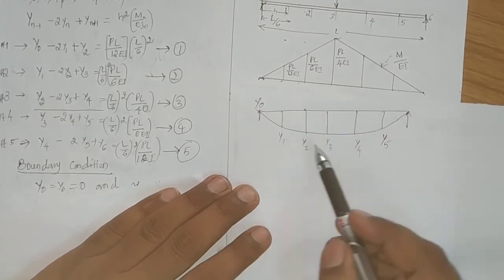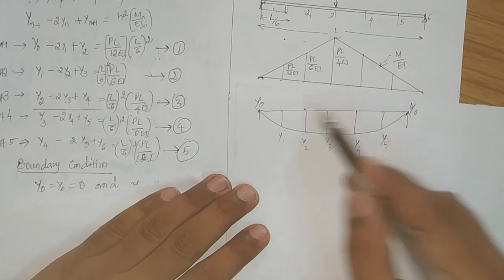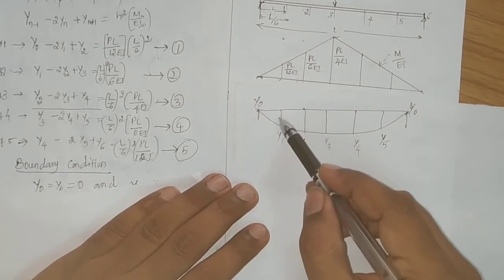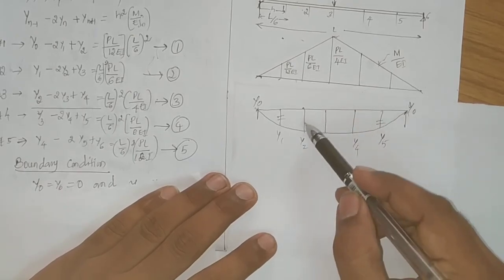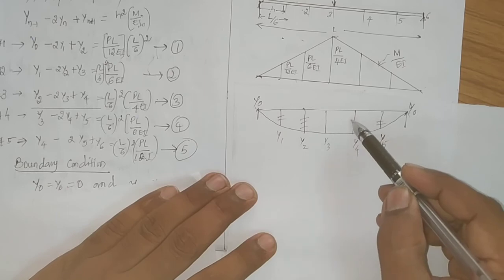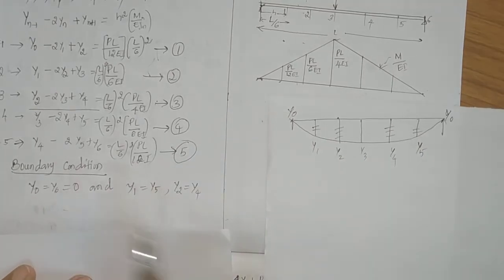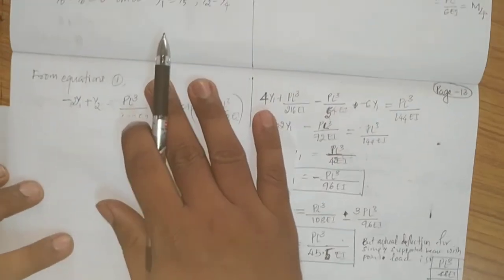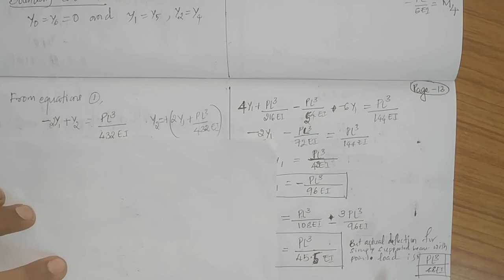You can see y0 and y6 are 0 because at the supports the deflection won't be there, and we know that y1 is equal to y5 and y2 is equal to y4. These are the conditions which we need to consider, the boundary conditions. Now, applying the boundary conditions to equation number 1 and 2.